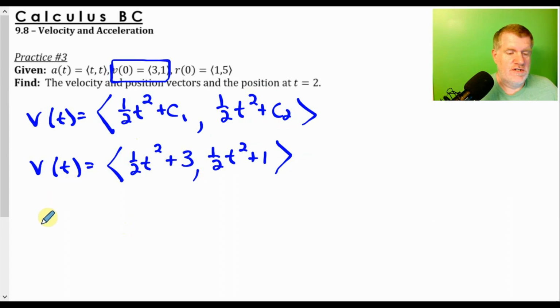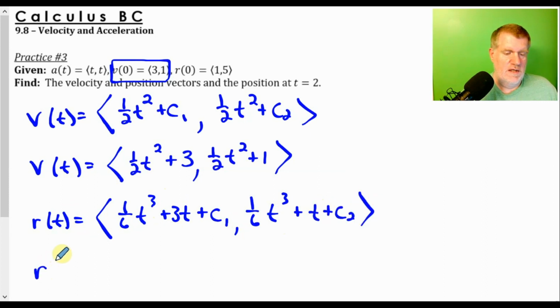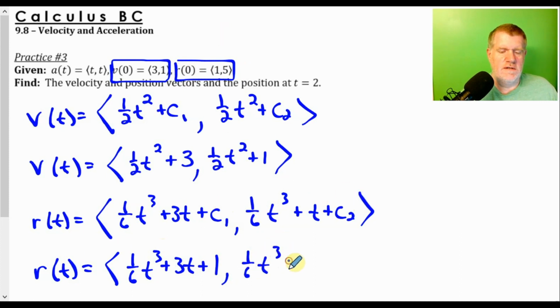All right. So our position vector would be the antiderivative of velocity. Oh, here we go. We got to do 1/6 t cubed plus 3t, plus a constant again, let's call it c sub 1, and 1/6 t cubed plus t plus a constant. Again, very nicely, they told us the constant at time equals 0. At 0, c sub 1 should equal 1. Same thing here. At 0, c sub 2 should equal 5. That was very nice. So that would be your position function.